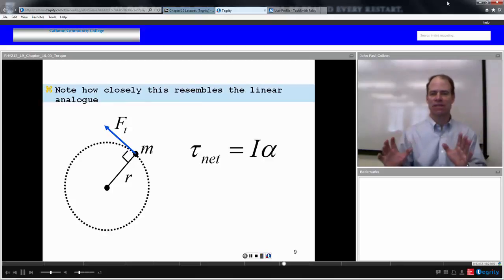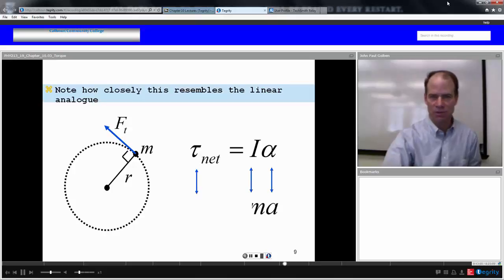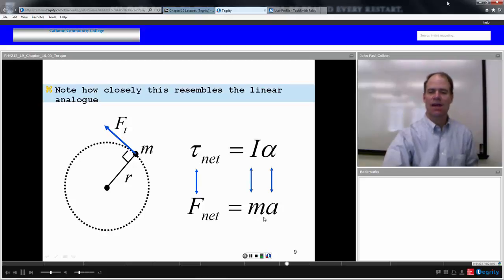And note how closely this result resembles the net force for a mass moving with linear acceleration. F net is equal to ma according to Newton's second law, but Newton's second law for torques, for rotational motion, is the moment of inertia times angular acceleration. So if we make the substitution of moment of inertia for mass and angular acceleration for linear acceleration, we make the correlation of net torque for net force. So this is Newton's second law for torques.